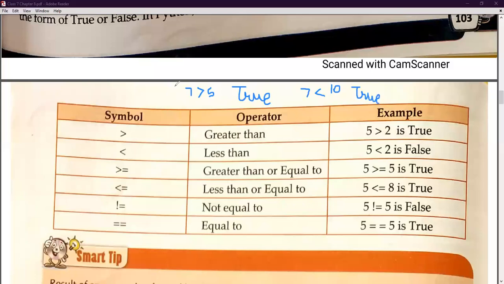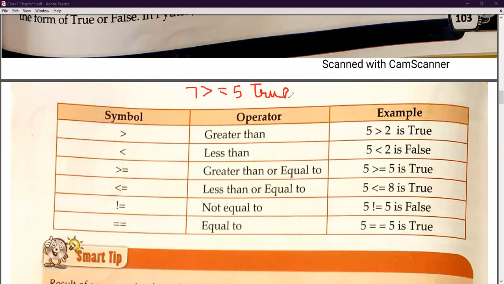But now here I'm writing 7 is greater than or equals to 5, then what will be my output, student? Who will tell me what will be my output? If I'm writing here 7 is greater than or equals to 5, so now we will check, is 7 greater than 5? Yes, absolutely it is greater, then it will return me true.